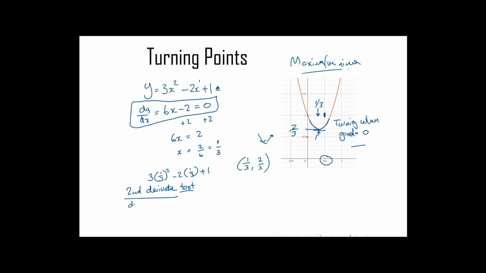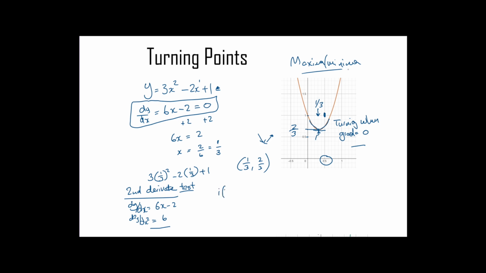So if dy/dx is 6x minus 2, when we differentiate that again, it's going to be d2y/dx squared. I don't expect you to know that notation. When we differentiate that, that's just going to become 6, and that -2 is going to disappear. So when we differentiate it a second time, we get positive 6.